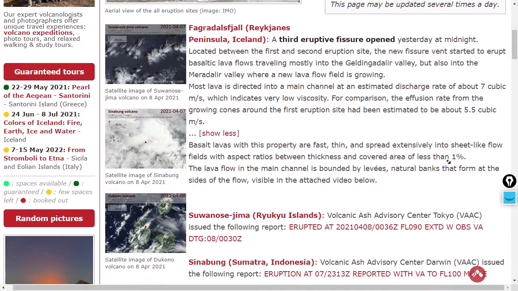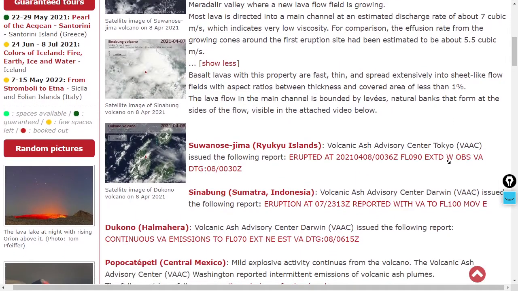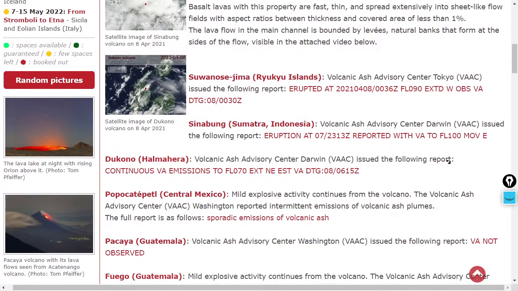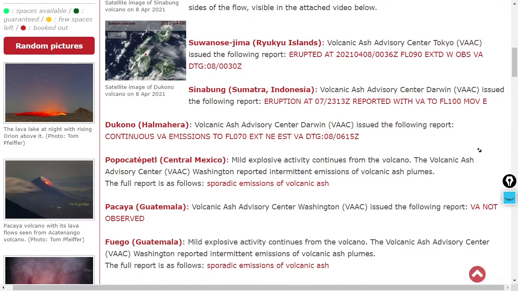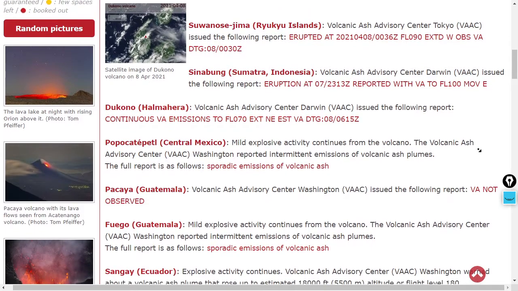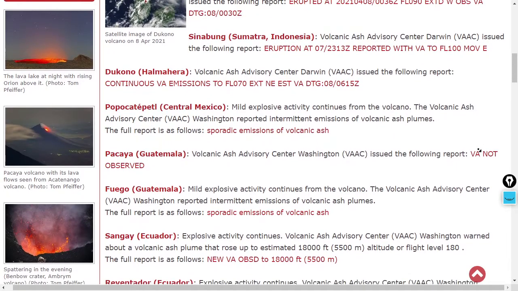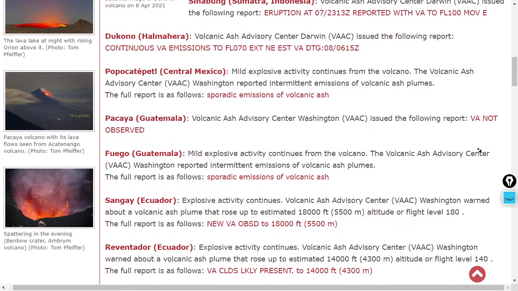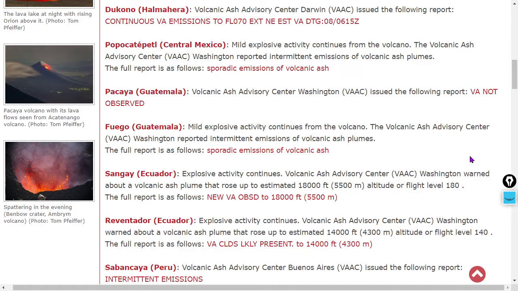Suwanosejima is also erupting. 9,000 foot altitude ash plume above it at the Ryukyu Islands. Sinabung on Sumatra, flight level 100, it's a 10,000 foot ash plume. 7,000 foot ash plume over Dakono on the Isle of Halmahera. Popocatépetl, sporadic emissions and mild explosive activity. Down there near Mexico City. Pacaya, volcanic ash not observed. Let's hope people's houses still aren't being destroyed by Pacaya, as they were a couple days ago.